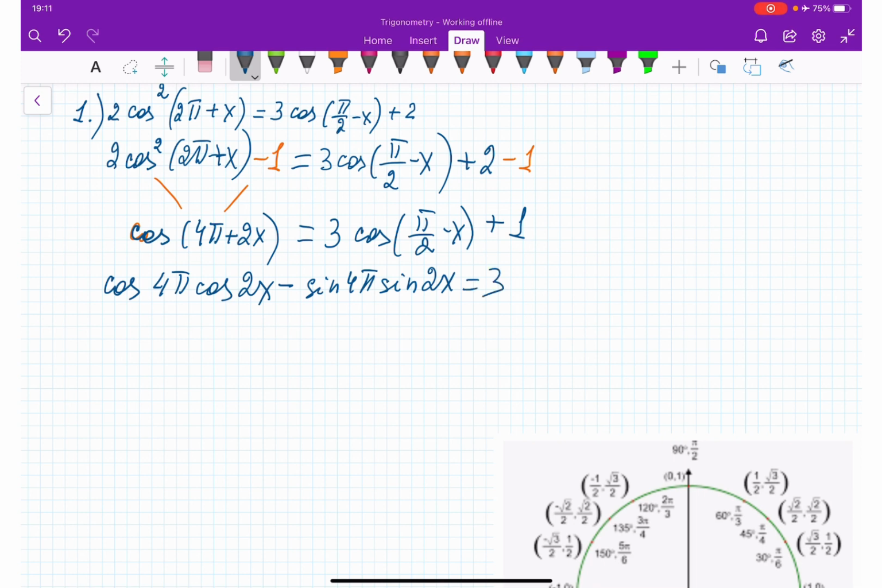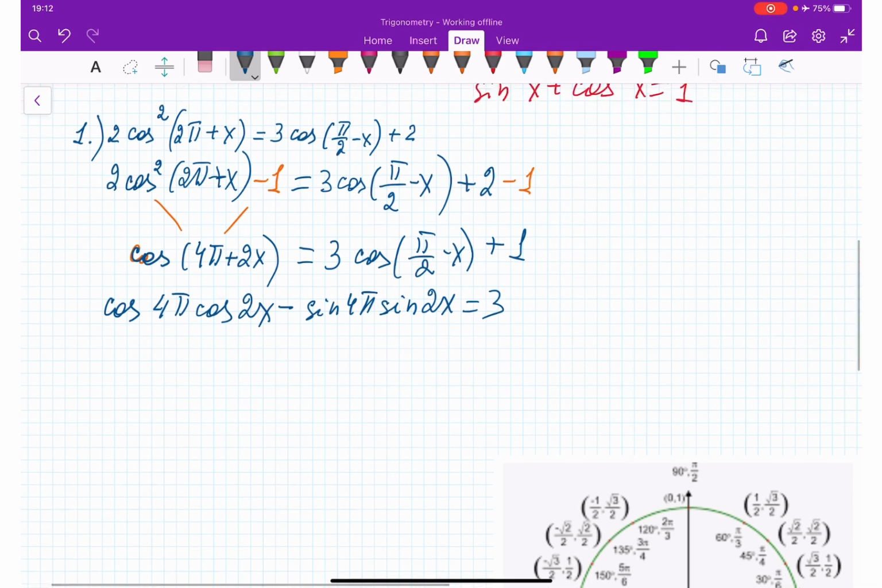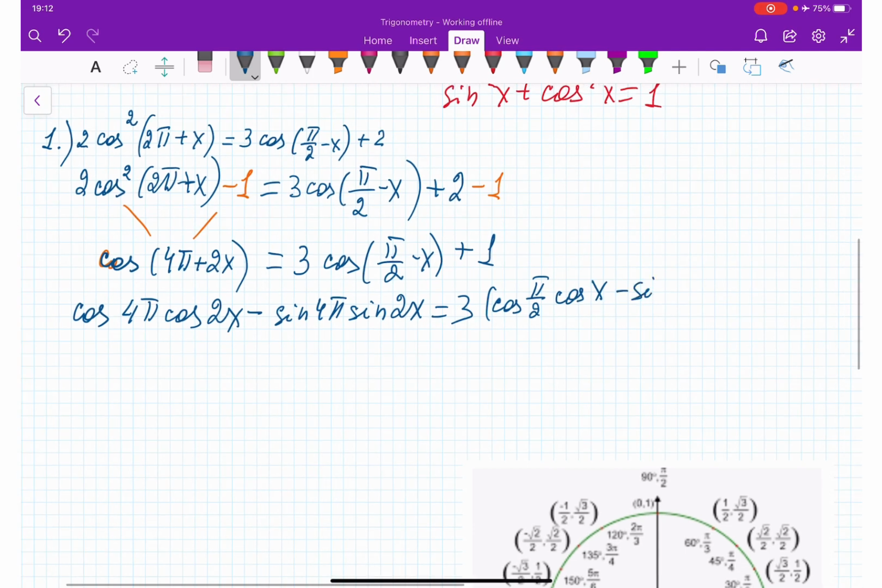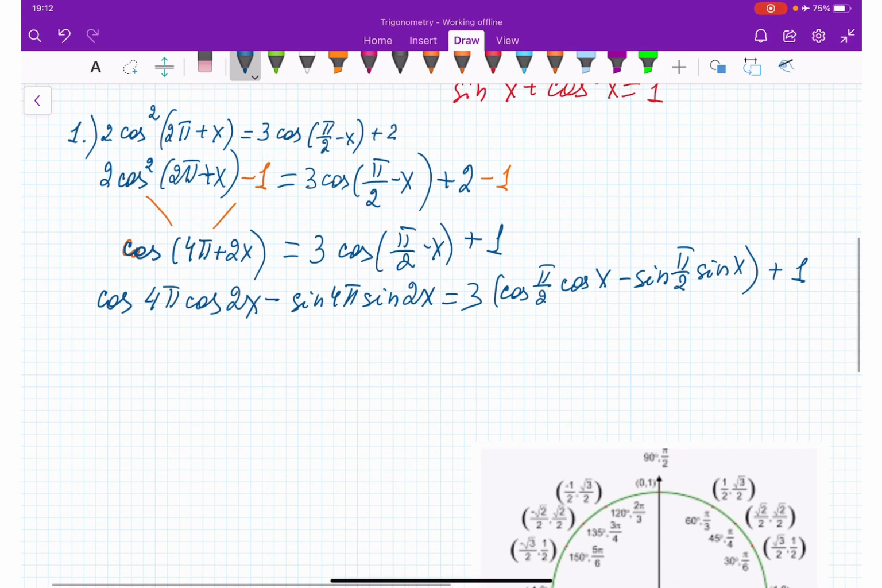3 times. So let's open up cosine (alpha − beta). It's going to be cosine ½π cosine x minus sine ½π sine x and plus 1. Okay, let's see what we have.